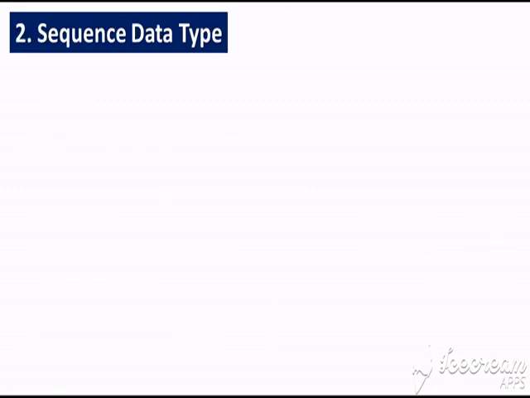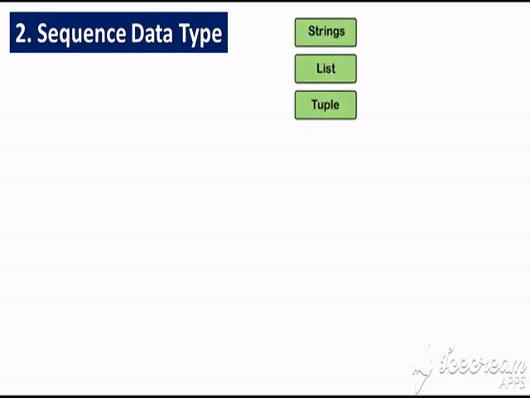Now sequence data type in Python. Sequence data type in Python is separated into three parts: string, list and tuple. Okay, we will discuss the strings first.